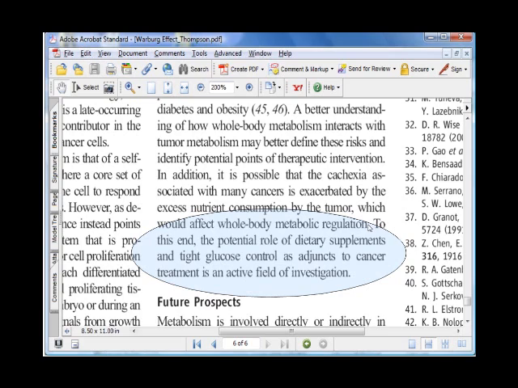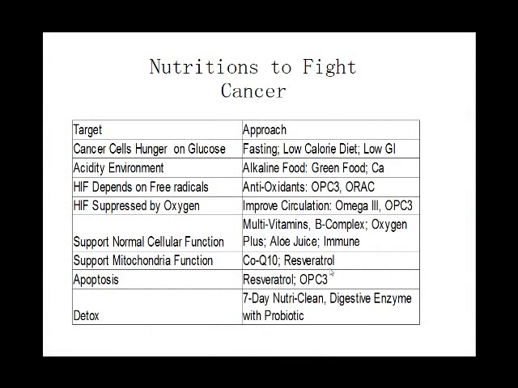My friend, this is a very significant statement. This is the only paper from such prominent scientists that for the first time ever mentioned dietary supplements and glucose control. That's the way to treat cancer combined with other methods, as adjuncts to cancer treatment. Whatever we talk about tonight is on the way to the mainstream.